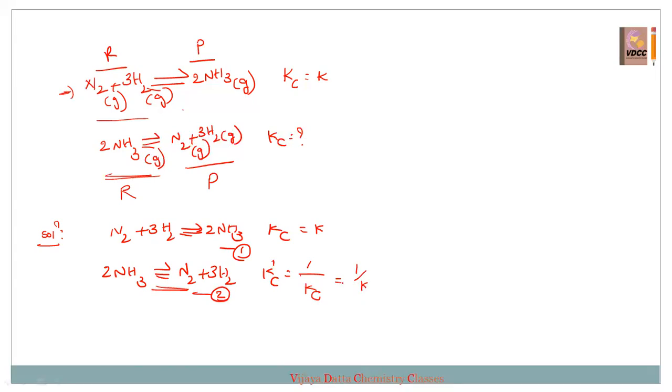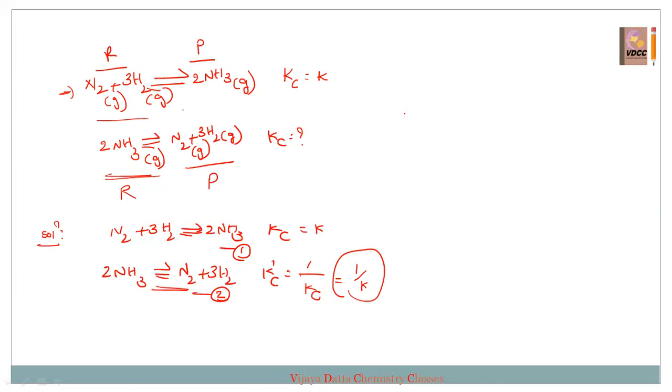So what is the first point we have to remember? If they are asking to calculate the Kc value, we have to see what reaction they have given. If they have given one reaction and its Kc value, and they are asking to calculate Kc for the reversed reaction, then you have to take the reciprocal of Kc as the answer for the second reaction. Got it, students? Very good.